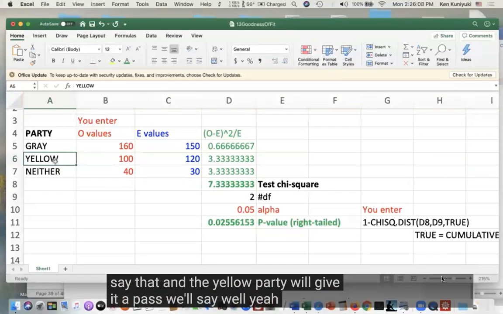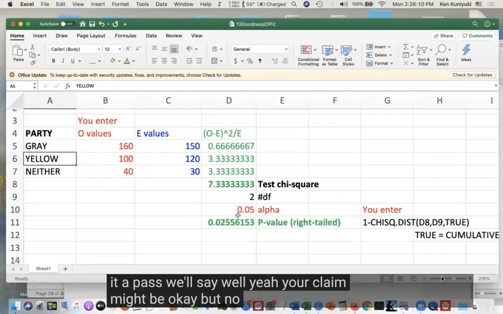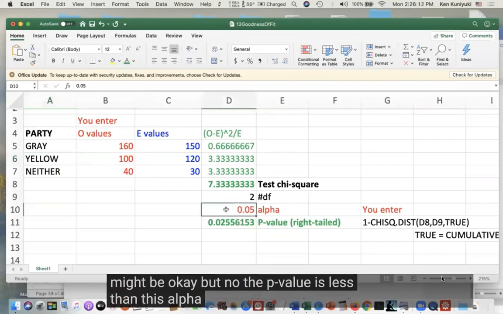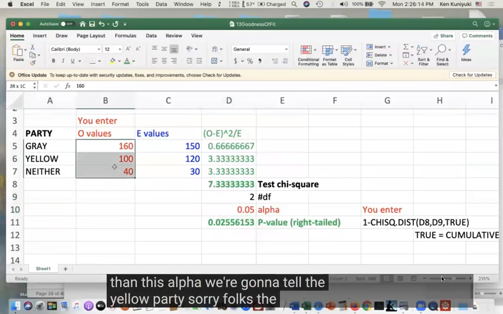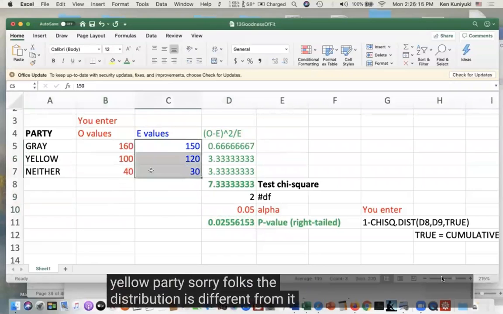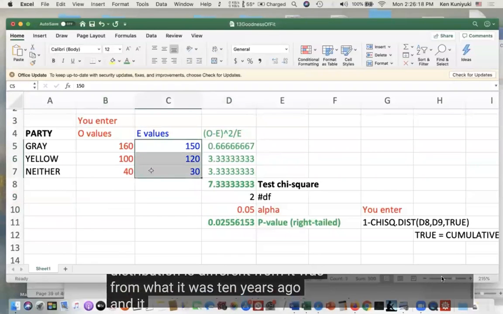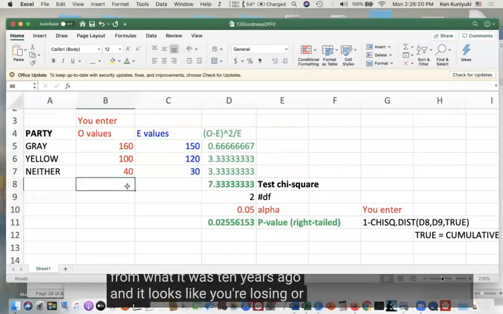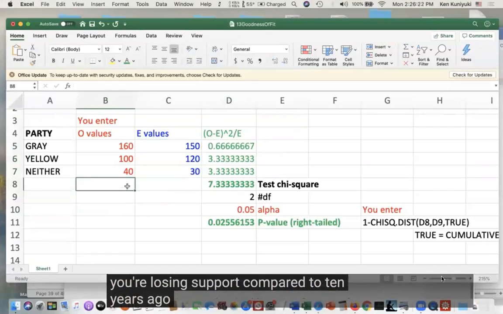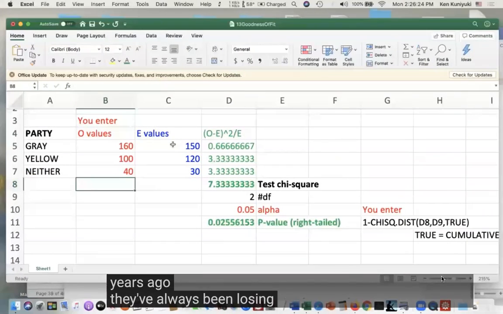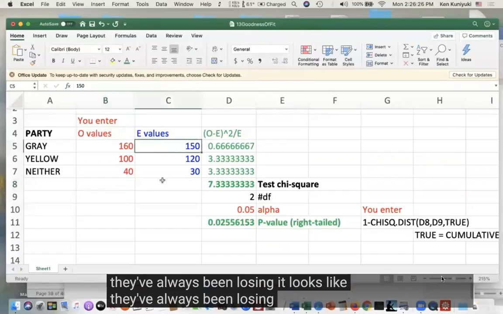We'd say, well, yeah, your claim might be okay. But no, the p-value is less than this alpha. We're going to tell the yellow party, sorry, folks, the distribution is different from when it was 10 years ago. And it looks like you're losing support compared to 10 years ago. It looks like they've always been losing.